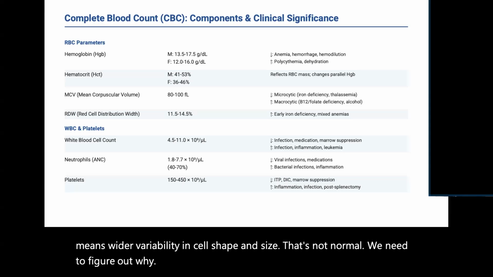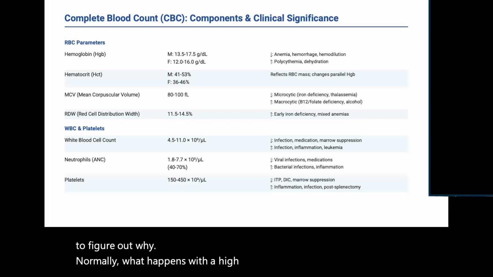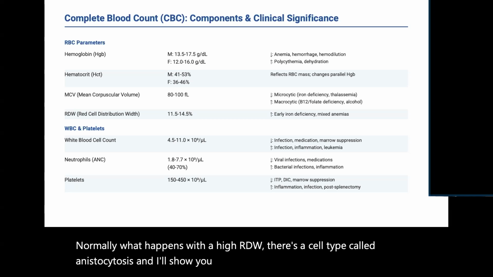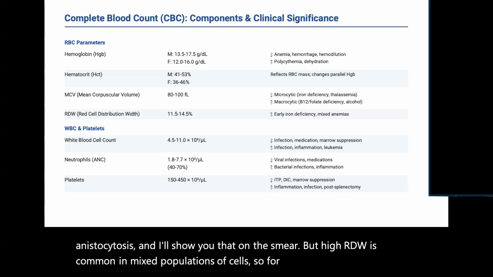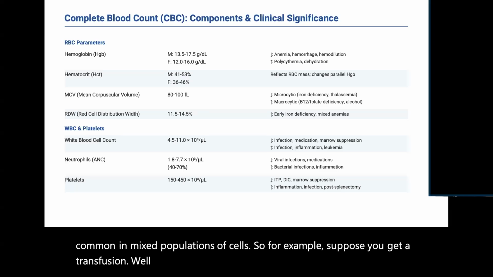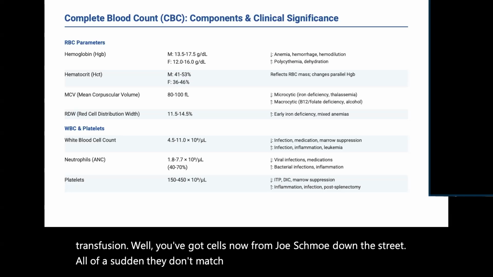Normally, with a high RDW, there's a cell type called anisocytosis, and I'll show you that on the smear. But high RDW is common in mixed populations of cells. So for example, suppose you get a transfusion. Well, you've got cells now from Joe Schmo down the street. All of a sudden, they don't match your cells exactly. That could be a reason for a high RDW.